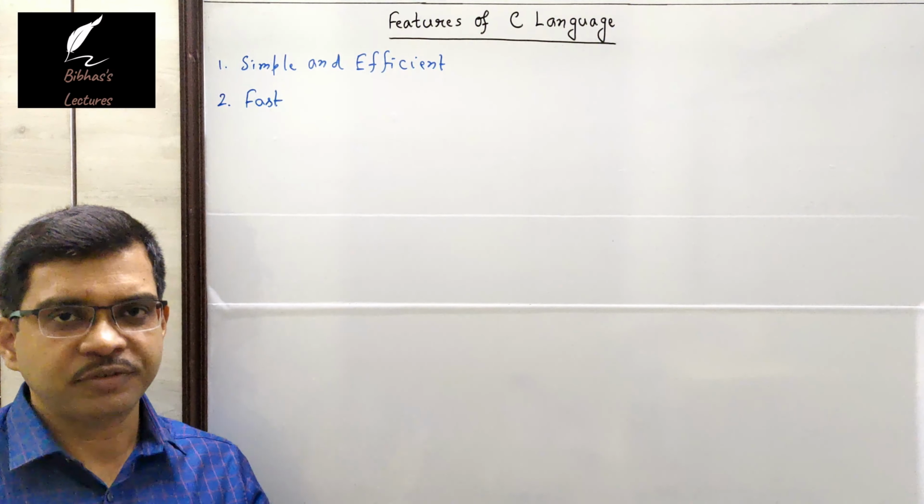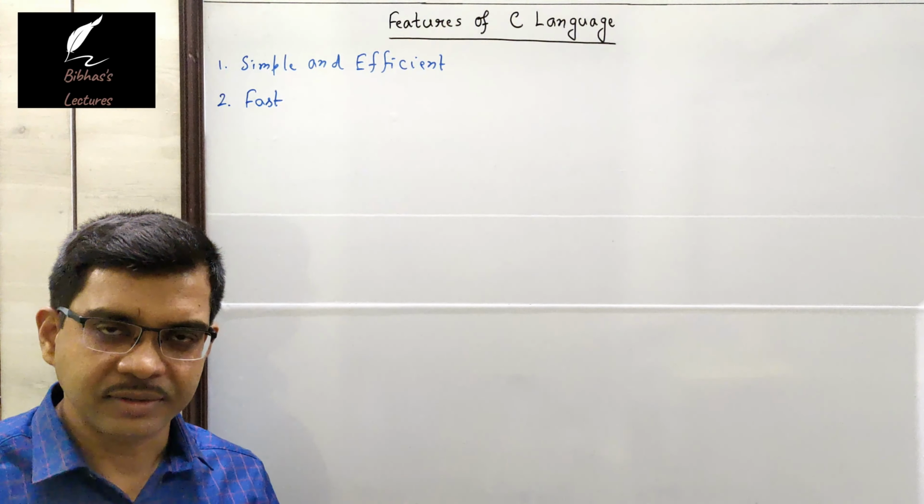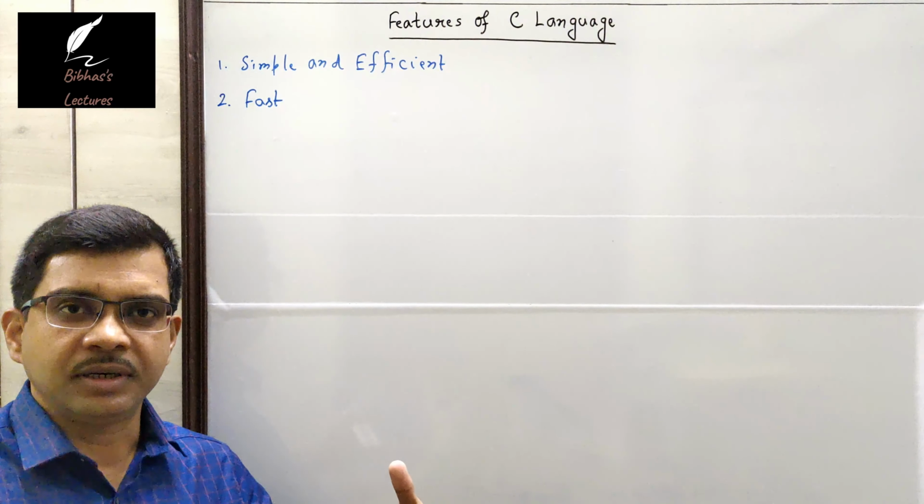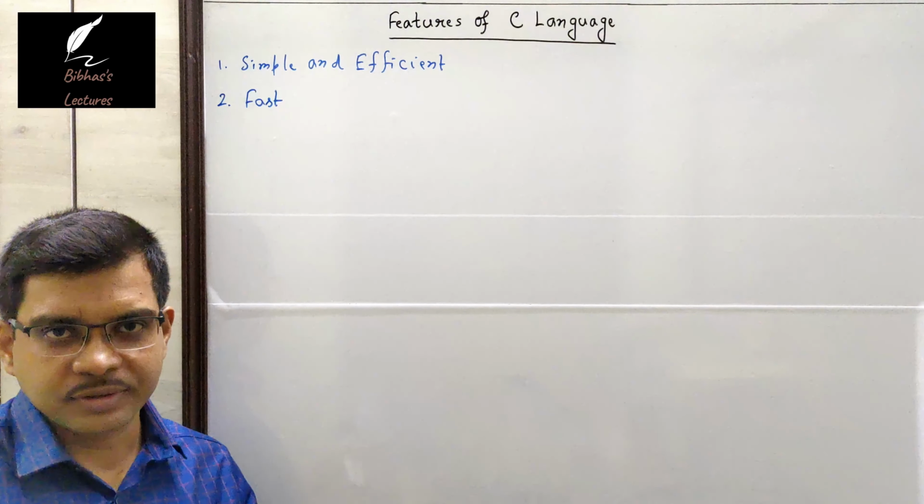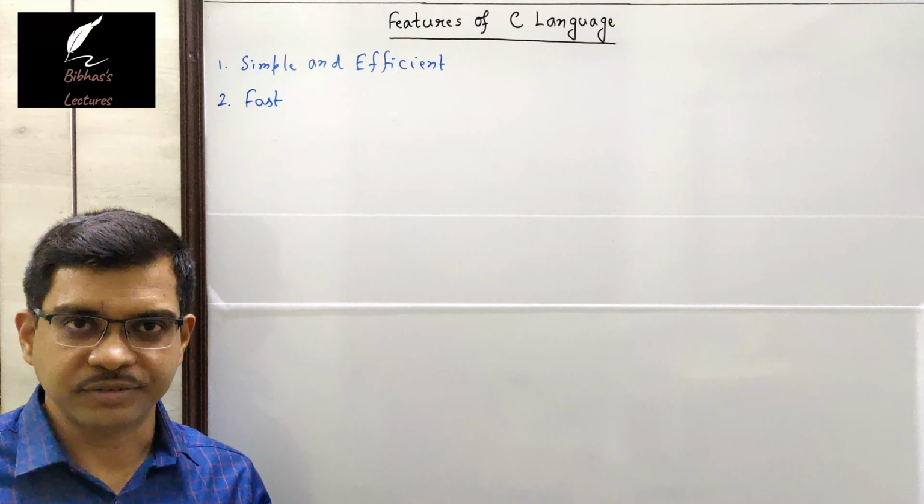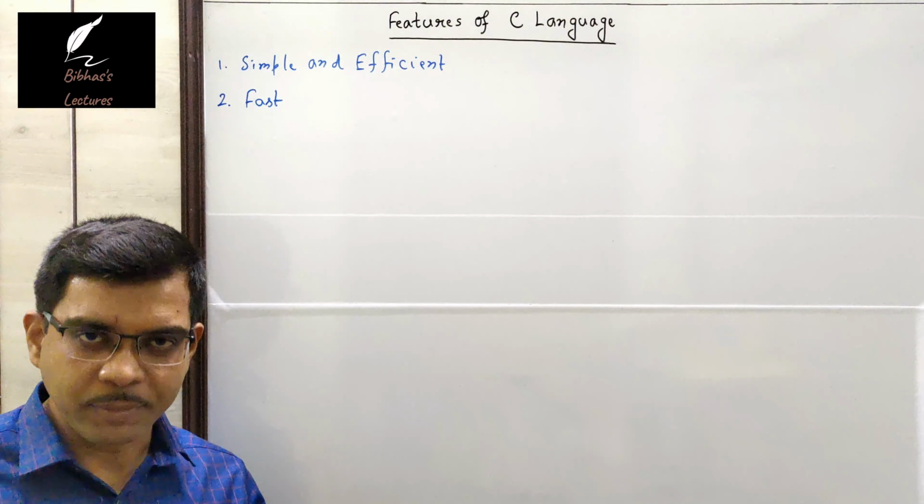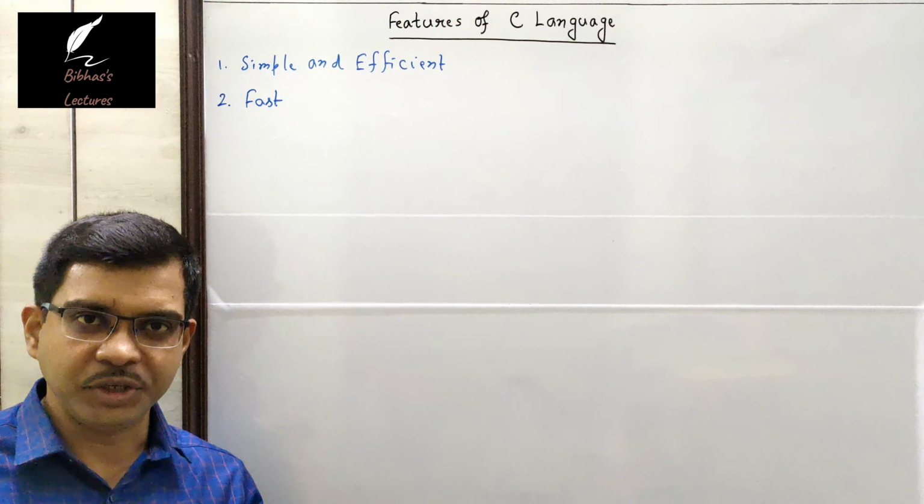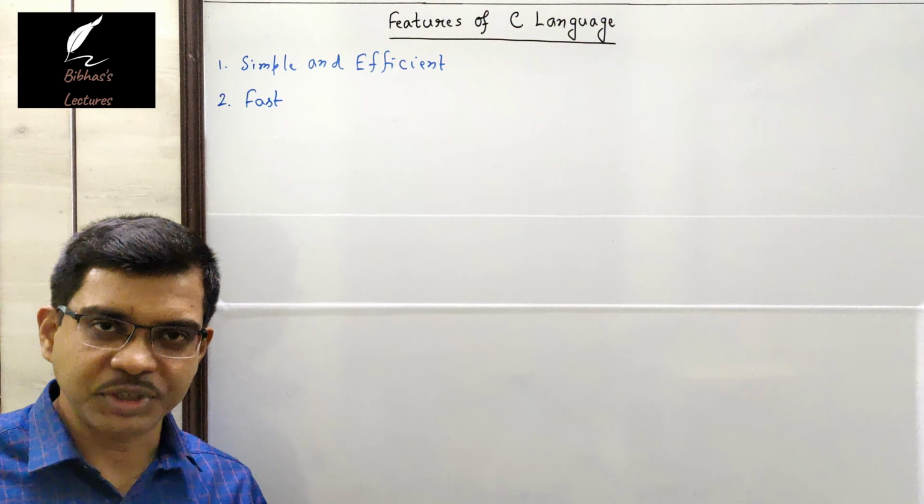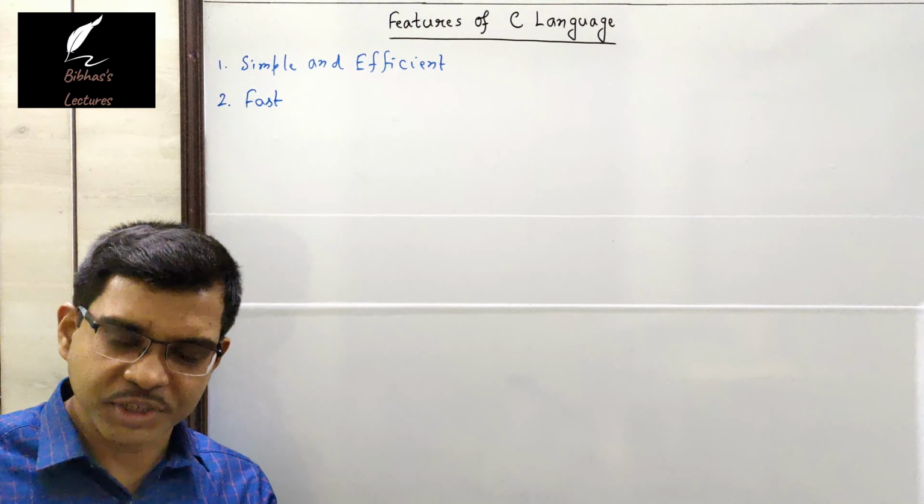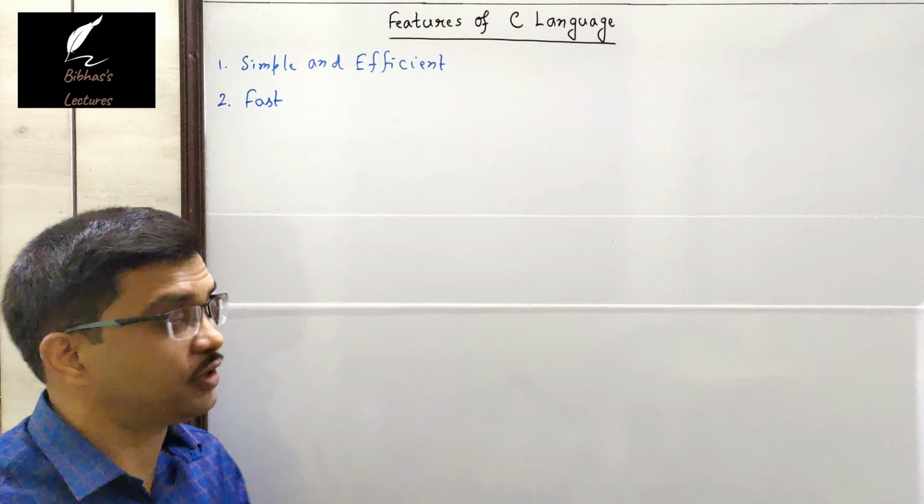Okay, now apart from this, unlike Java and Python, which are interpreted languages, C is a compiler based language. So that's why C takes less time to execute and run a program. These features make the C language much faster than other languages. So C is a very fast language.